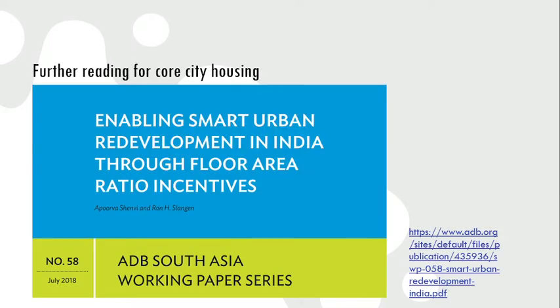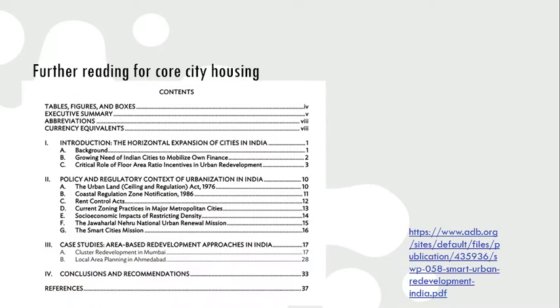But for any further reading with respect to core city housing, there is one document published in the Asian Development Bank South Asia Working Paper Series. It is titled Enabling Smart Urban Redevelopment in India through Floor Area Ratio Incentives. If you look at its contents, it discusses the different policy and regulatory environment present in India for urbanization.